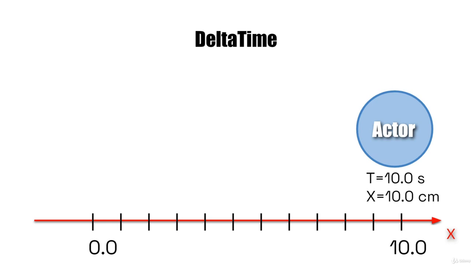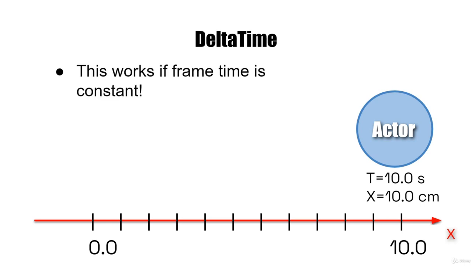Now, if we assume that we can update the actor's location once per second, in other words, if our frame rate was 1 FPS or 1 frame per second, this would work based on the assumption that the frame time is constant. In other words, each frame exactly 1 second has passed, giving us a constant delta time of 1 second.